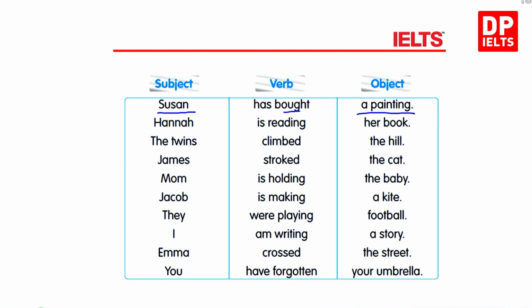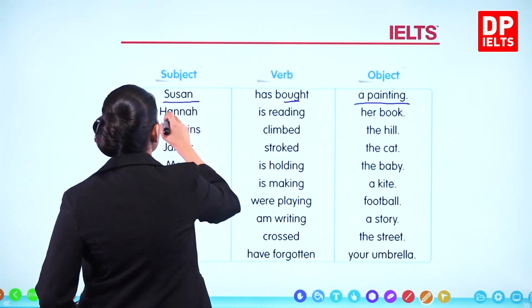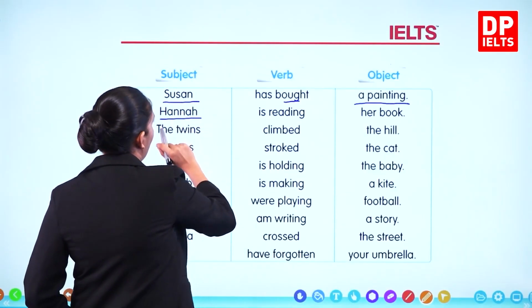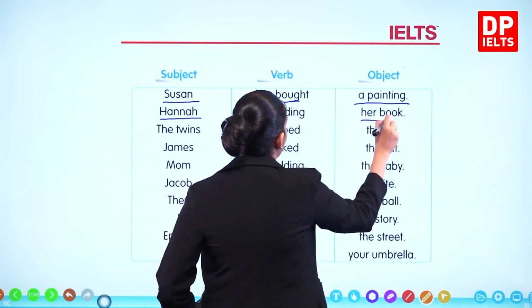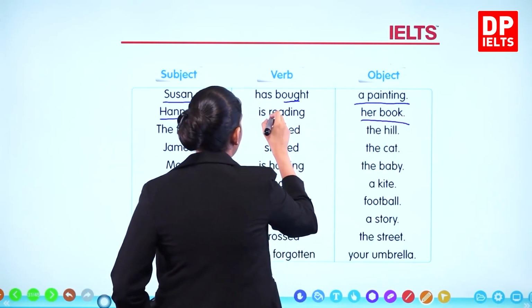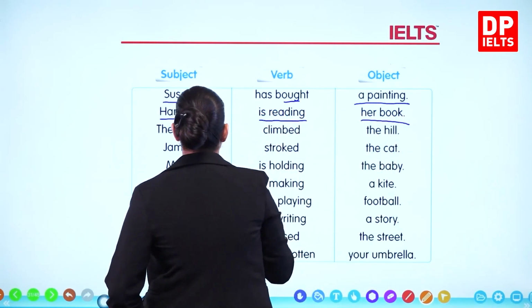Hannah is reading her book. Who is reading the book? Hannah. What is she reading? Her book. What is the action? Reading.